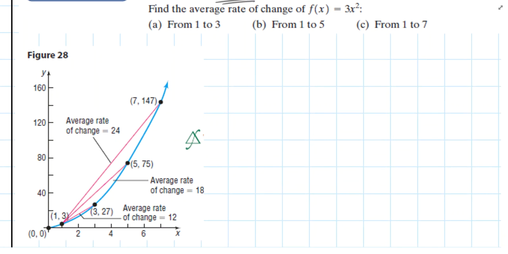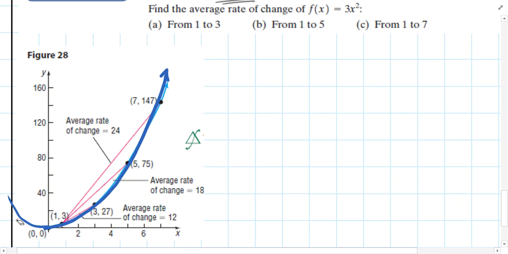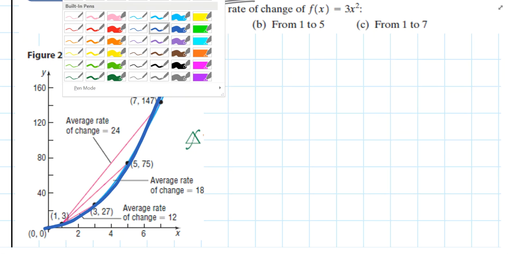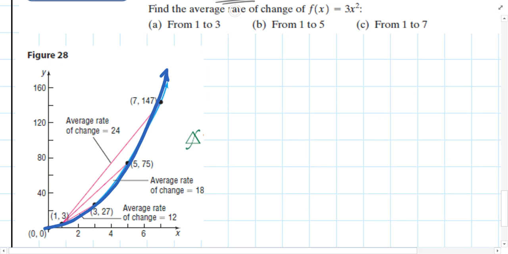This blue curve is the graph y equals 3x squared, or is at least a portion of it. It would also continue on the left-hand side of the screen as well. And there are three average rates of change that we would like to establish. We would like to know what the average rate of change of this function is from 1 to 3, from 1 to 5, and from 1 to 7.